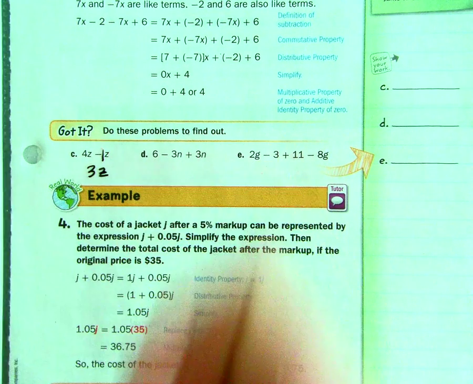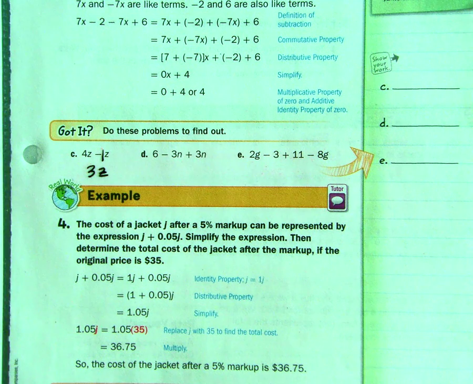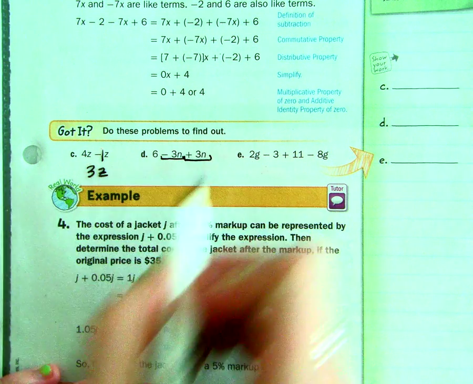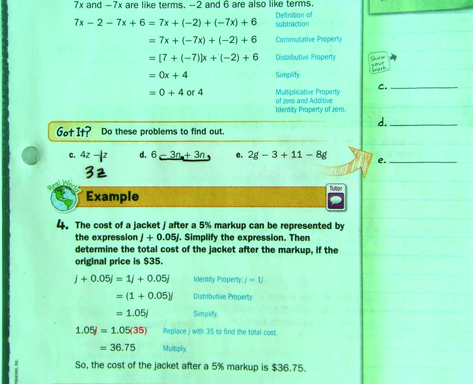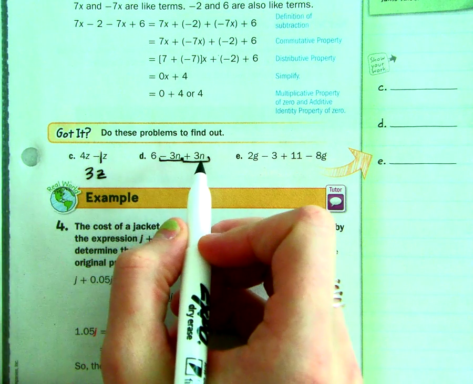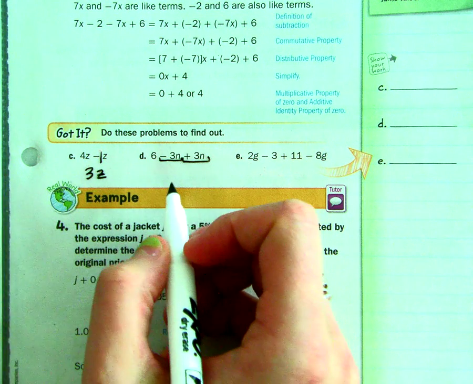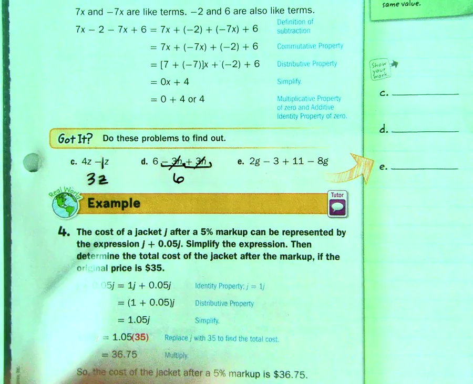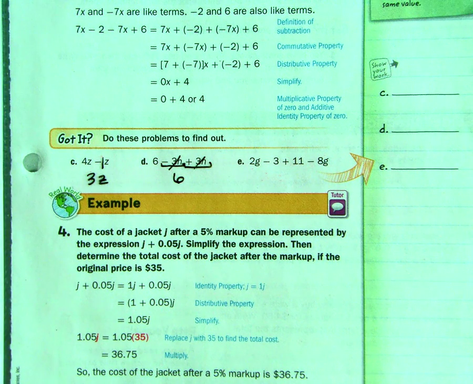Okay? Example D, I have 6 minus 3n plus 3n. Again, I ask myself, do I have any like terms? Do I have any terms that are the same variable to the same power, or do I have constants I can combine? Well, when I look at letter D, I have a negative 3n and a positive 3n. I know I can combine those terms because they are both n to the first power. So negative 3n plus positive 3n, 3 negatives and 3 positives together, makes a zero pair. We have nothing left. They cancel out. So I'm left with 6. I know it's in simplest form because I have nothing to combine with 6.